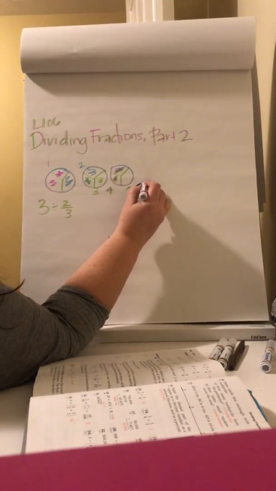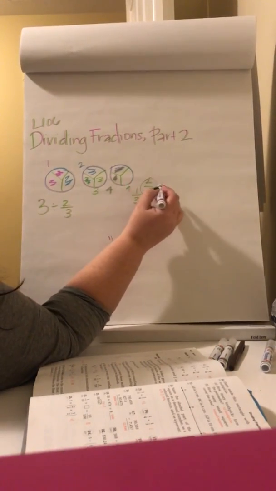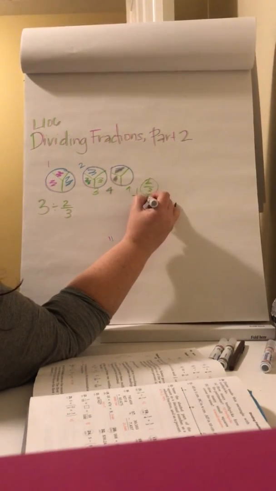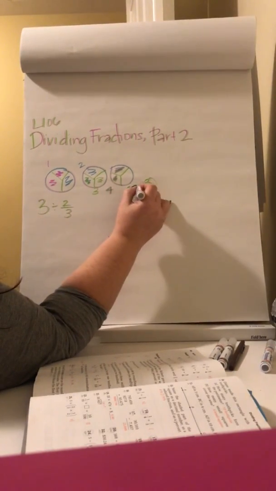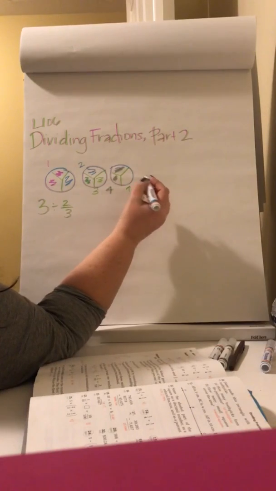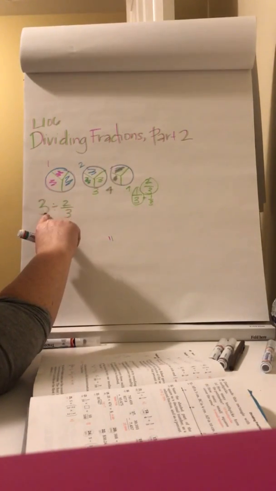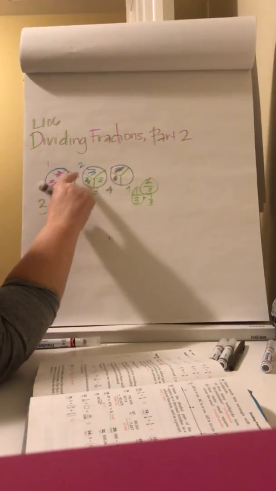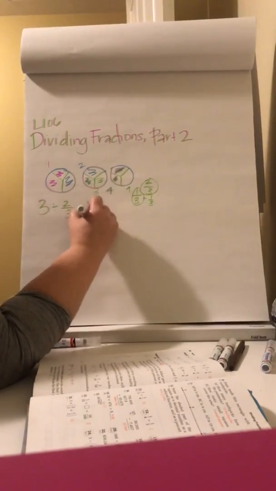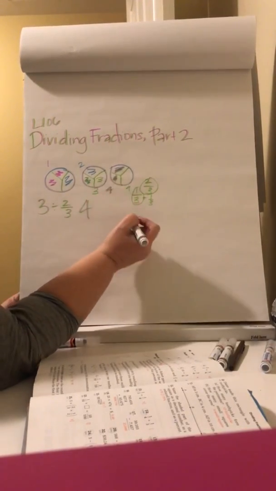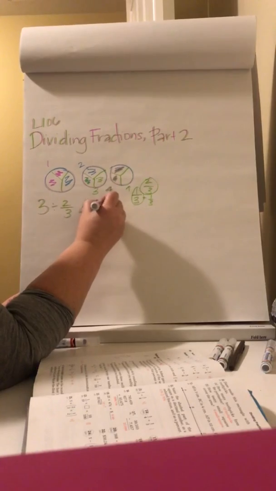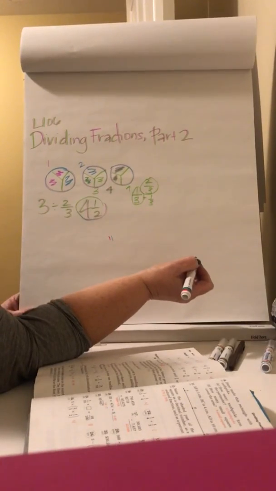Well, we really wanted 2/3, and we know that 1/3 plus 1/3 equals 2/3, so we know that we have half of our 2/3. So our answer when we divide 3 by 2/3 would be 1, 2, 3, and 4, and we have half of our 2/3 left over. So we would say that it happens 4.5 times.